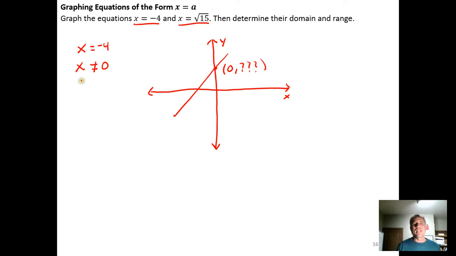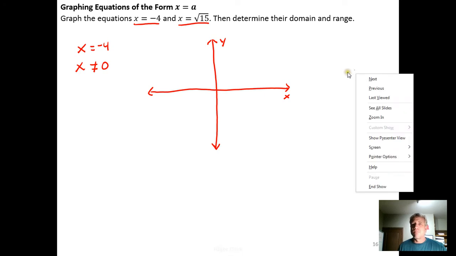So this tells us that if x cannot be 0, then our equation x equal to -4, because it can't be 0, must be parallel to the y-axis, because if it's not parallel to the y-axis, then it would intersect the y-axis at some point, which would give us an x value of 0. So I'm going to come over here. Because x is negative, we're going to go to the left of the y-axis. I'm going to pick a place that I think is a nice place to draw in my function. Let's go ahead and make it a different color.